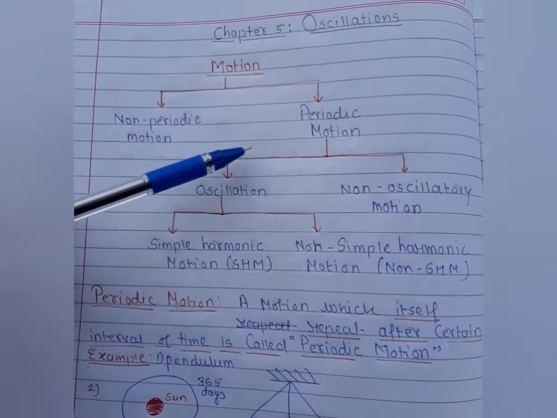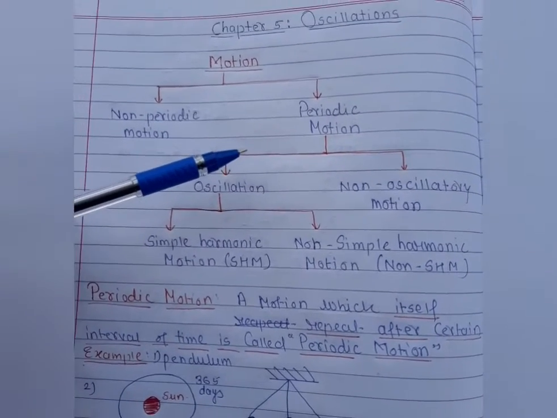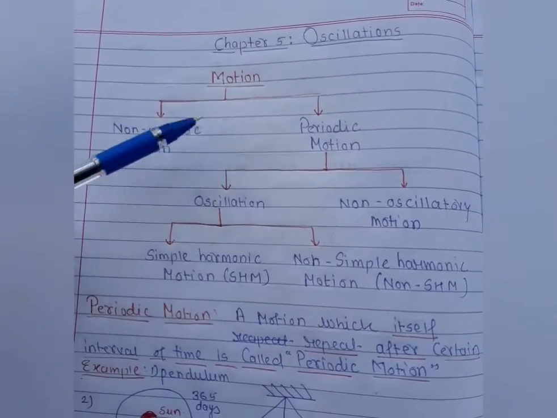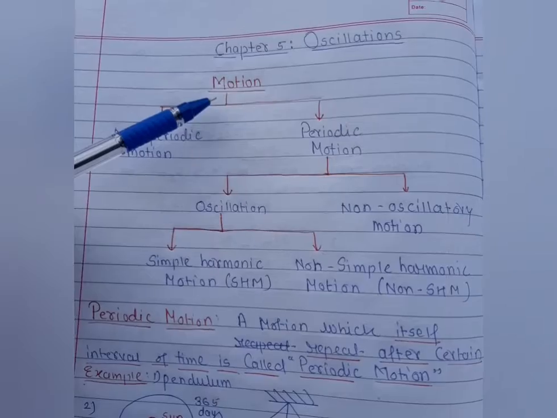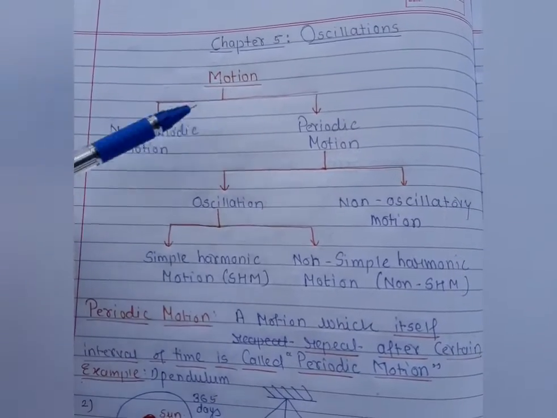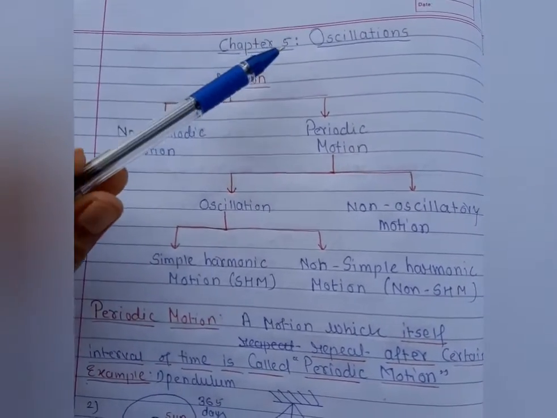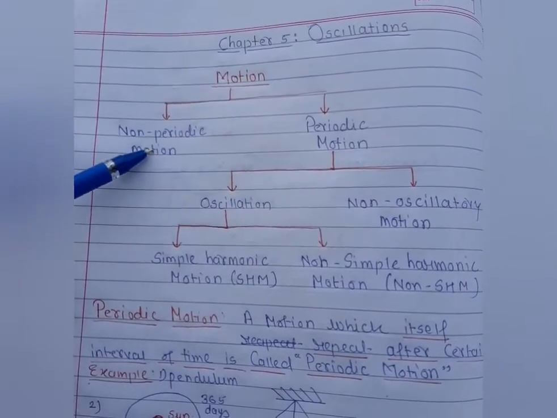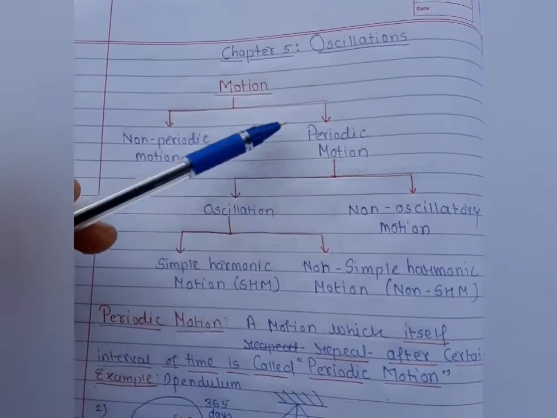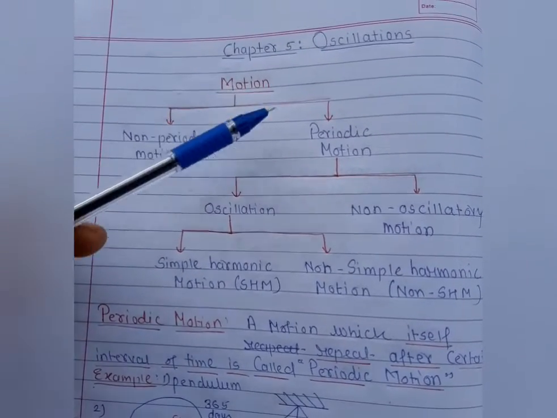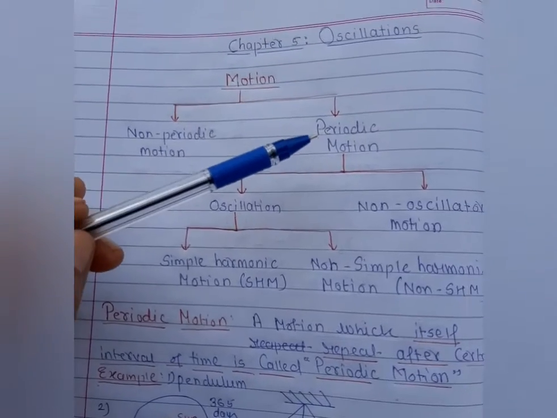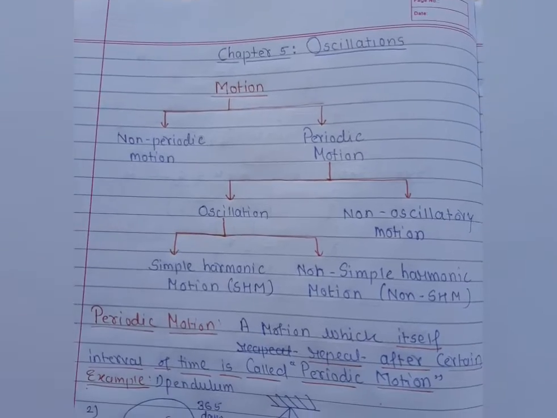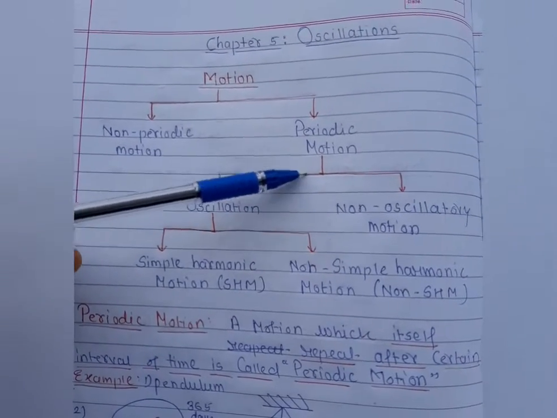I hope you have already studied these things in school or in 11th standard also, but here I can give a recall of this concept. As you know very well, students, motion is divided into two parts. For the purpose of oscillation, we are dividing motion into non-periodic motion and periodic motion. As you know, motions are of different types, but here we consider, according to oscillation, periodic and non-periodic motion.